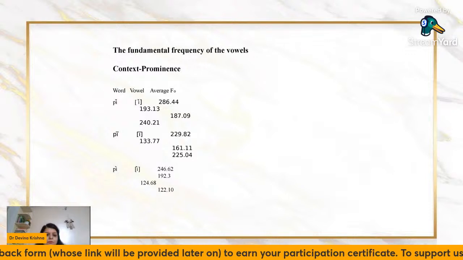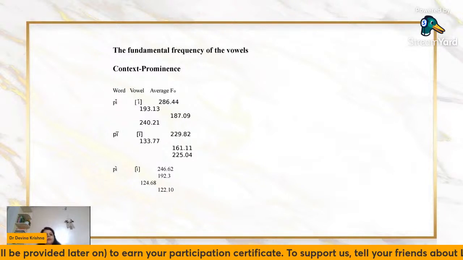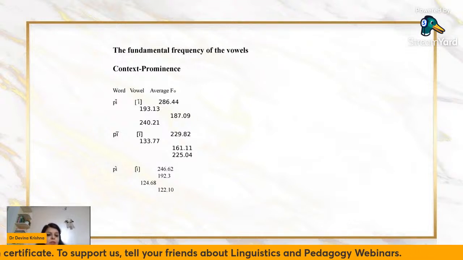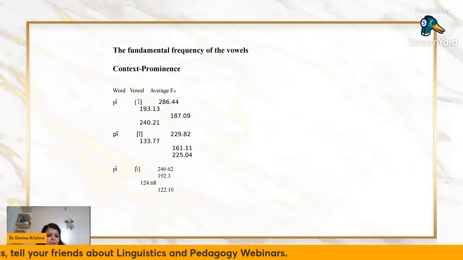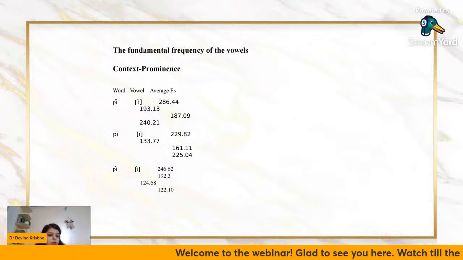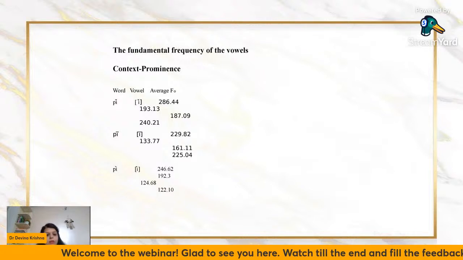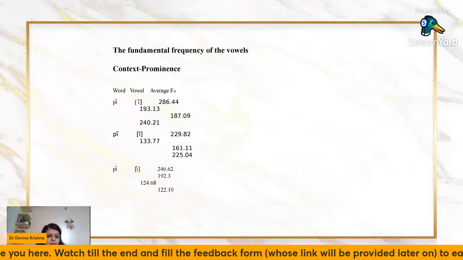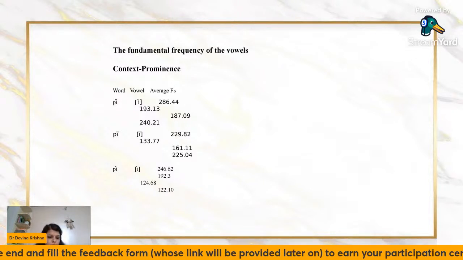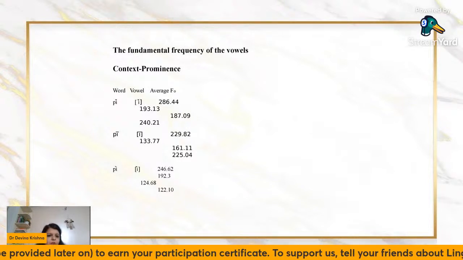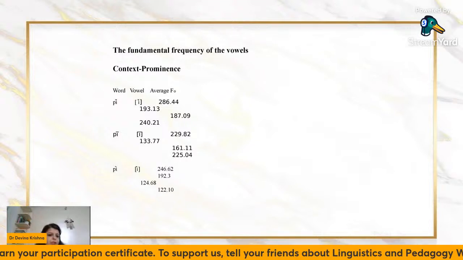Then these were the F0 measurements also. These were the other set of tonal words. We have P, P, and P. So we have three words with the same form, but as you change the tone of the word, the meaning changes. The first P has a falling rising tone, and here you have the average F0 values. This is quite high.